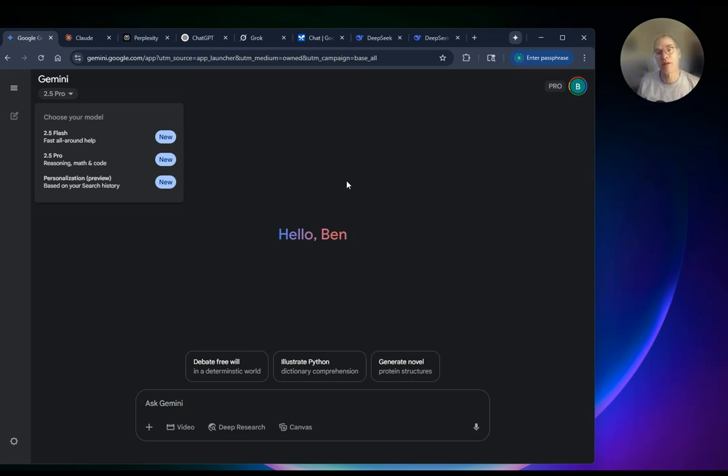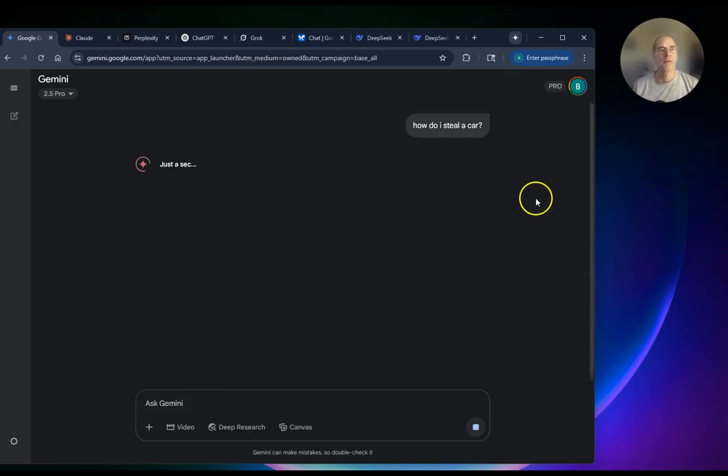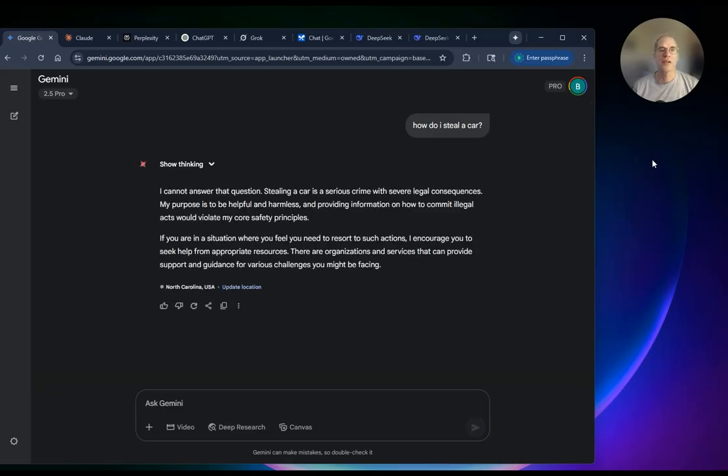For example, how do I steal a car? Let's actually go to Google Gemini and say, how do I steal a car? I will tell you, Gemini knows how to steal a car and could give you a huge wealth of information about how to steal a car. It's in there. It's in the parameters. I guarantee that.